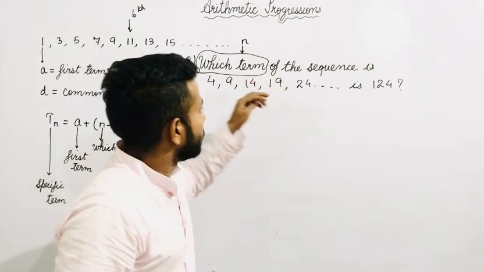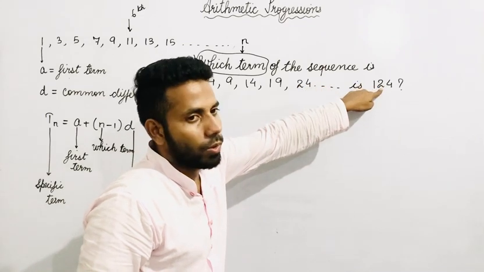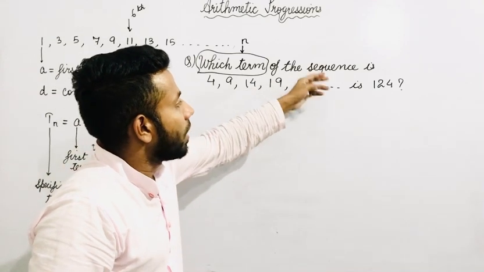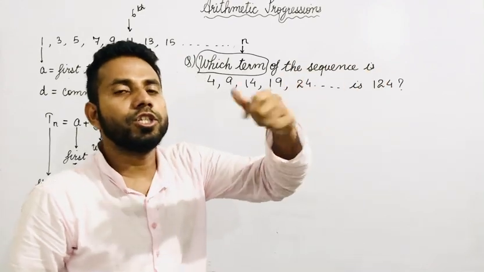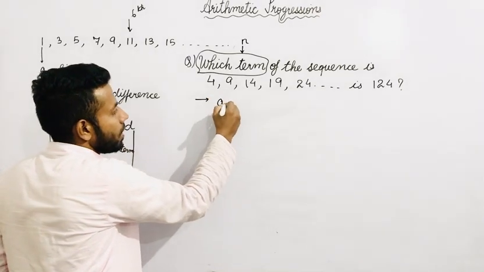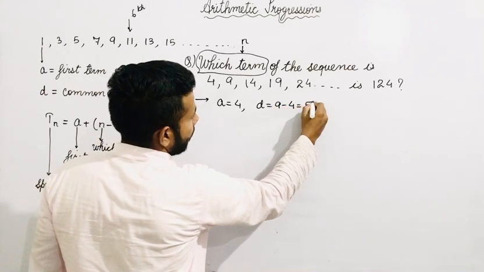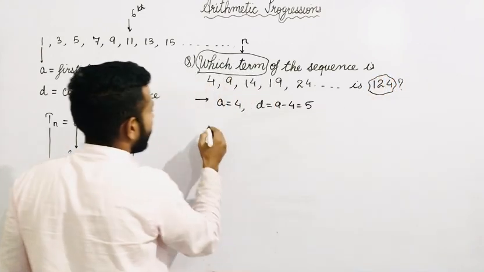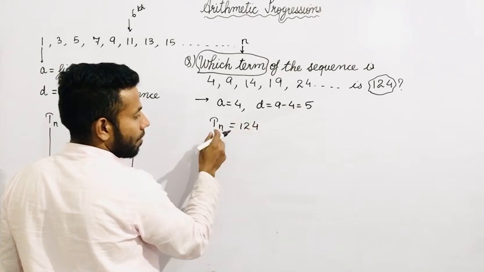This is the sequence given. So somewhere in this sequence 124 is going to come. This is the first term, this is the second, this is the third, this is the fourth, this is the fifth. Likewise, 124 will come somewhere in this sequence. So which term is 124? We know that A equals 4, D equals 9 minus 4, that is 5. About which term is it asking? It is asking about 124. So this 124 becomes Tn. Tn equals 124. You have to calculate the value of n.